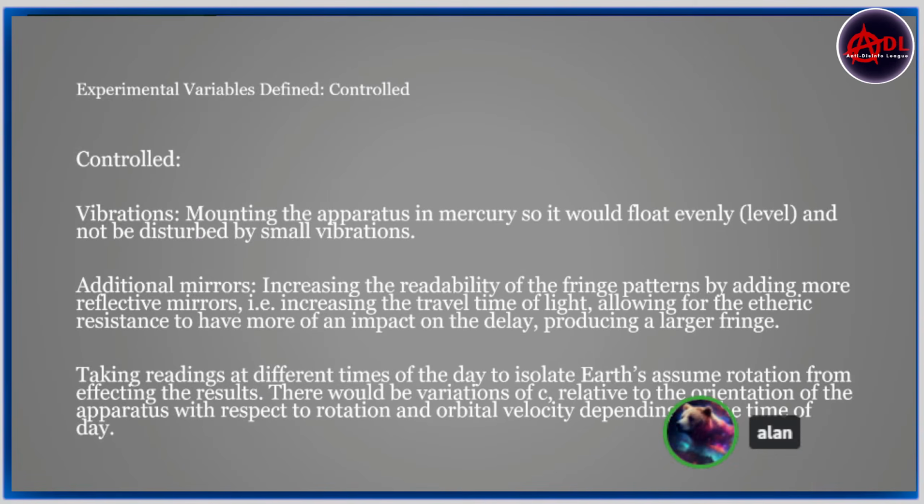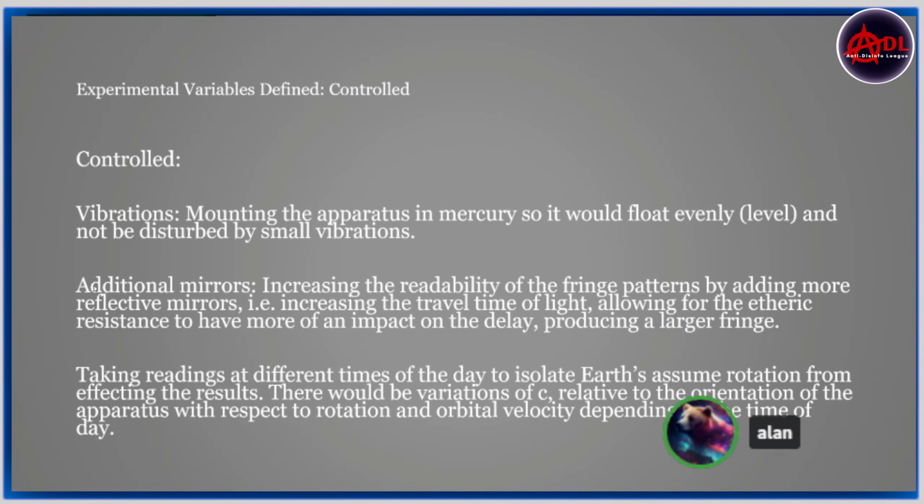So for controlled variables, just to throw some out there, mounting the apparatus on mercury helped keep it level when changing the orientation and all that, and it helped reduce vibrational effects. The first experiment that Michelson did in 1881 was too sensitive to ground vibrations and just local stuff going on in the environment, so it was giving error readings. One of the solutions that they came up with was to put it in a vat of mercury so that it would float evenly and be independent of that.